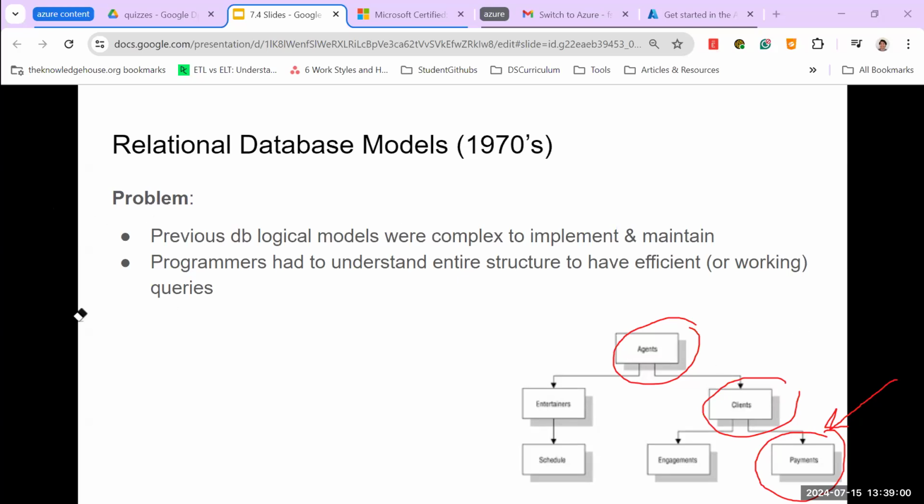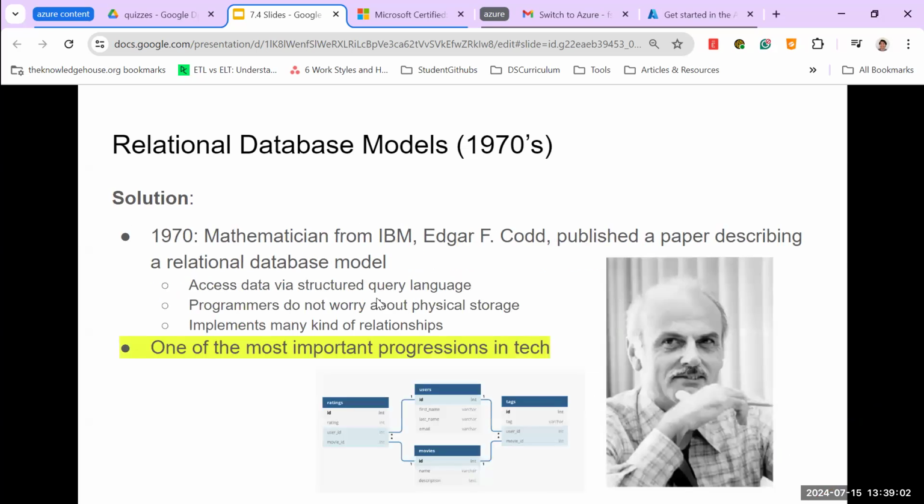Now, along comes Edgar F. Codd. And this is a name that I'm going to be repeating many, many times throughout this course, just because of the influence that this mathematician had on the world of computer science and data science and honestly any other technology. He published a paper in 1970 describing the first relational database model. Here were the three main components that he described.